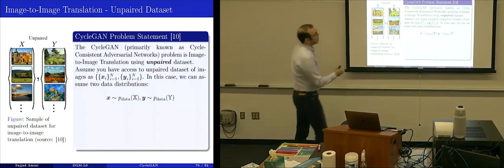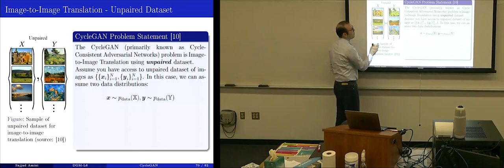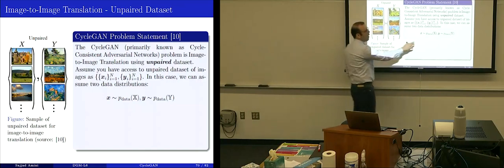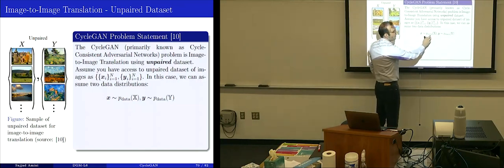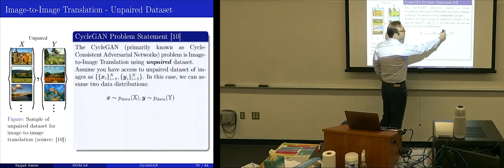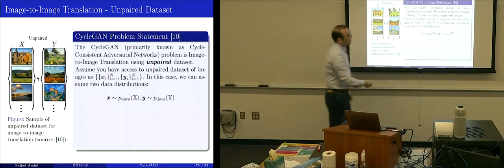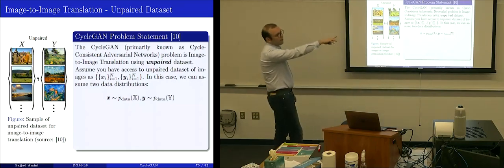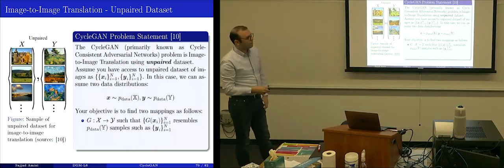The first distribution is the distribution of the paintings of painter number 1. I denoted it by p data of x. Why p data? Because it is real world data. And why x? Because it corresponds to painter number 1. Painter number 2 has the y distribution.